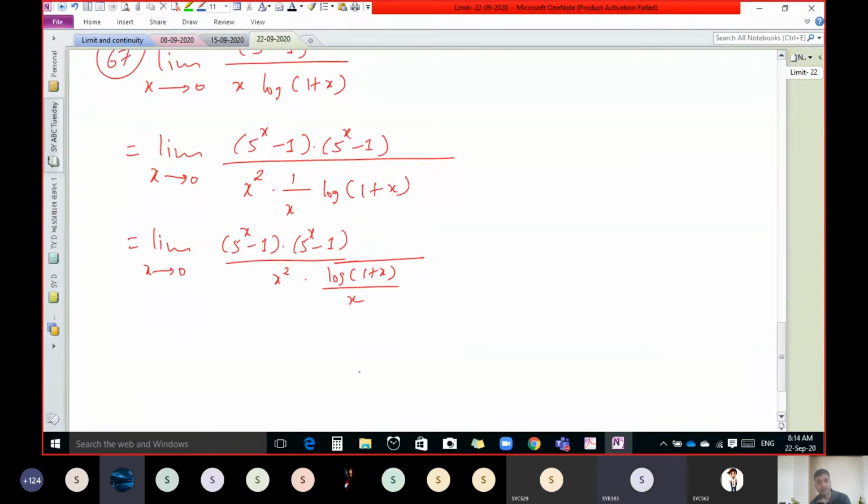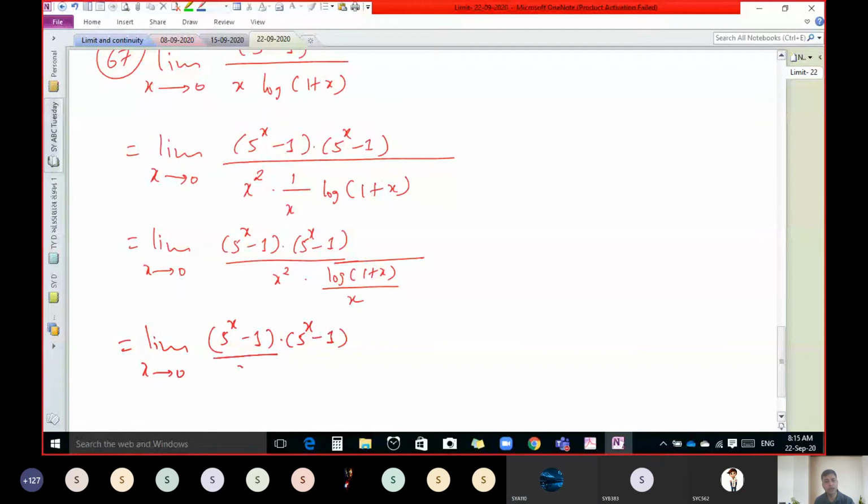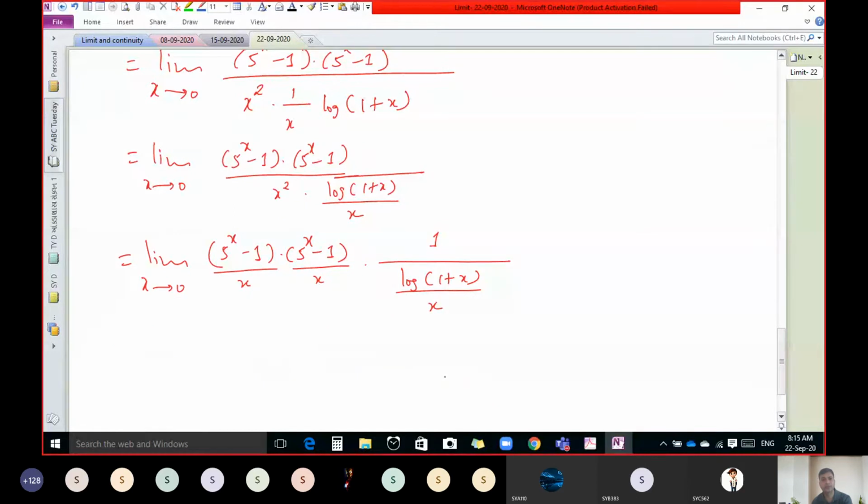Okay. Now you can write this as (5^x - 1)/x into (1/x) into 1/(log(1 + x)/x). Is it true? Yes, sir.